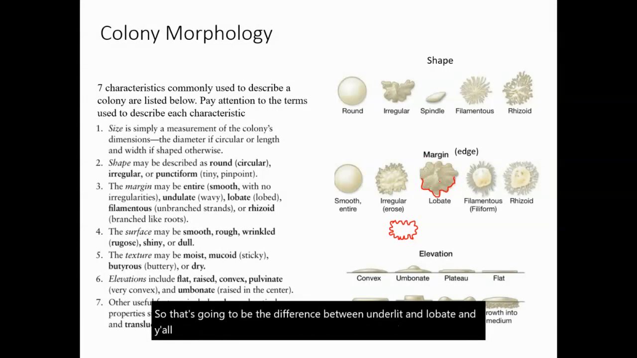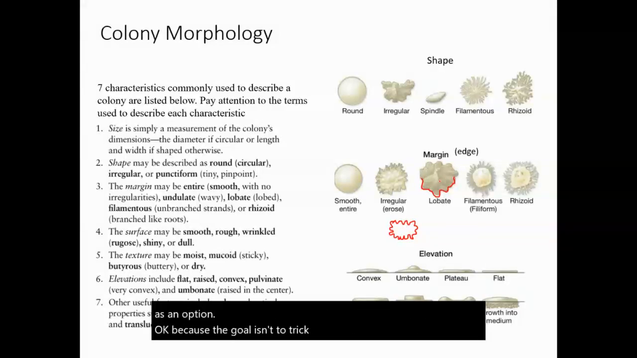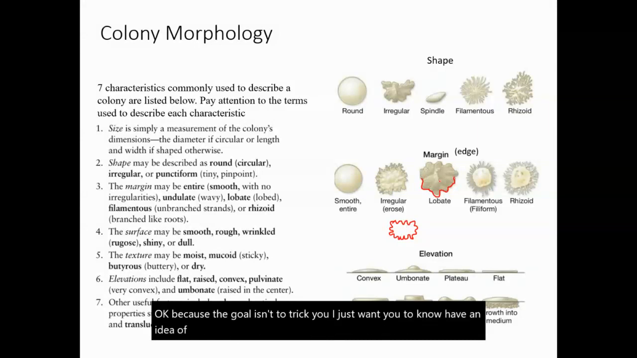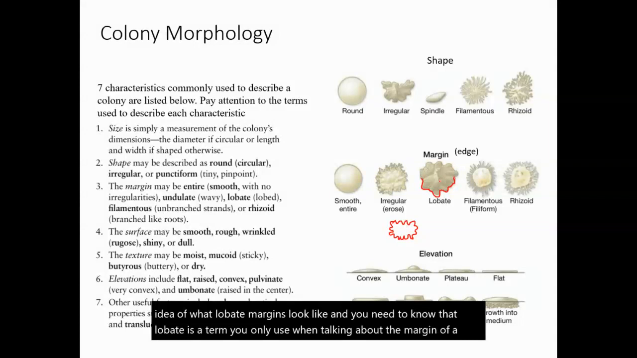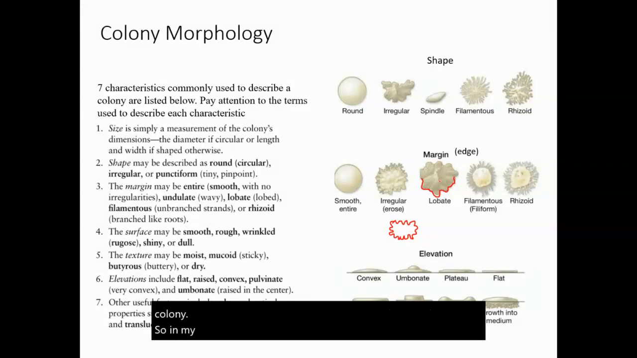And y'all, I'm not trying to trick you guys with these. If I were to show you a picture of a colony that is lobate, I'm not going to include undulate as an option, because the goal isn't to trick you. I just want you to have an idea of what lobate margins look like. And you need to know that lobate is a term you only use when talking about the margin of a colony.